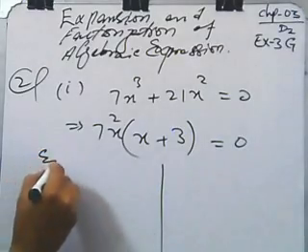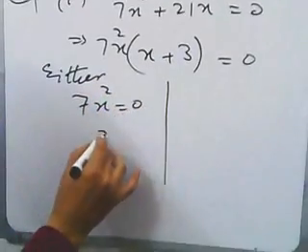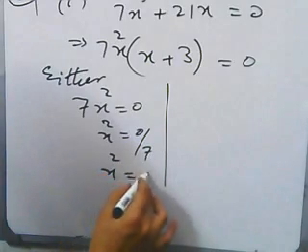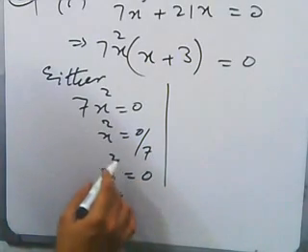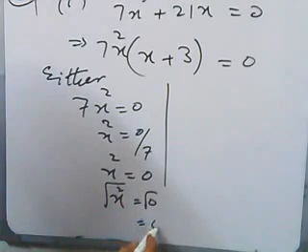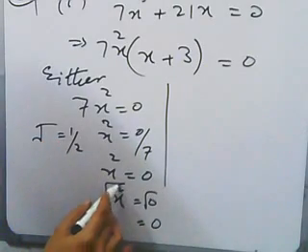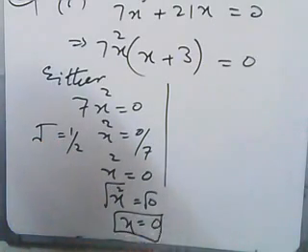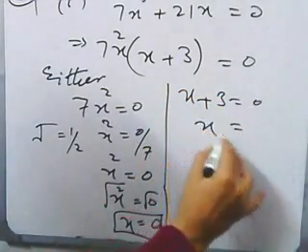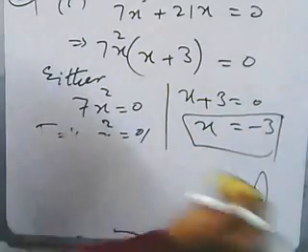Similarly, either 7x square is equal to 0, so x square is equal to 0, so you have to remove the square, taking under root on both sides, so the root has the value of 1 by 2, so this will be cancelled with the square, again x is equal to 0. Similarly, or x plus 3 is equal to 0, or x is equal to minus 3. So here is the solution. Now coming to the question number 3.